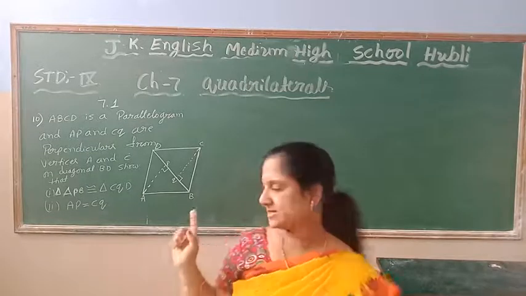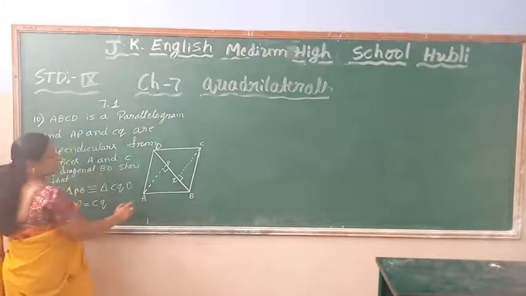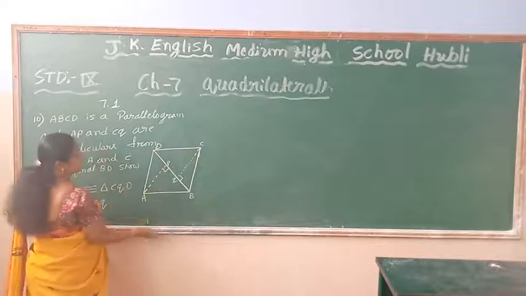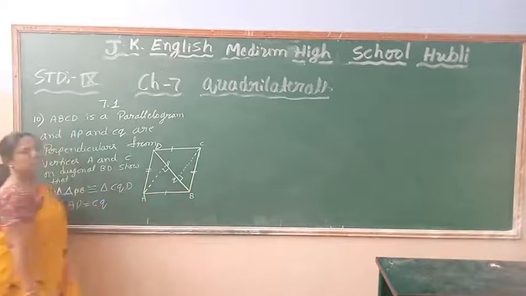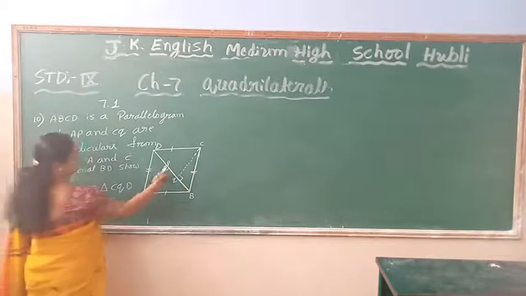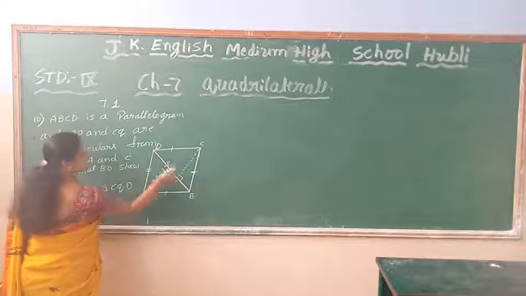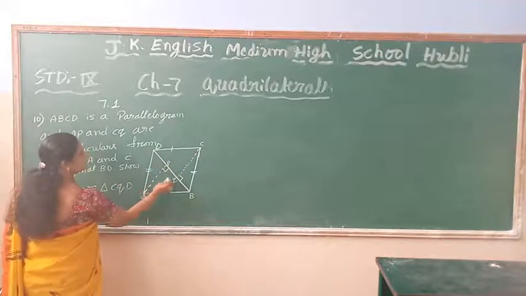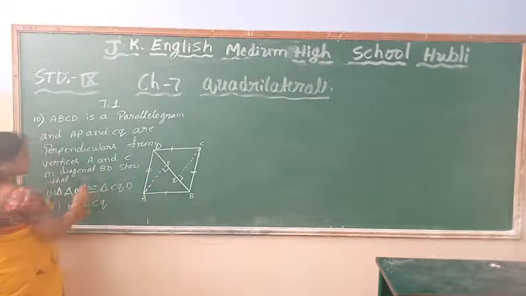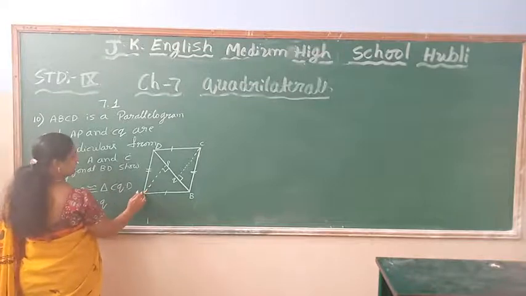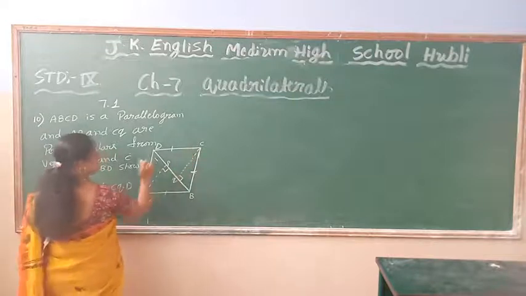So 7.1 exercise, question 10 is: ABCD is a parallelogram, which means opposite sides are equal and parallel. AP and CQ are perpendiculars from the vertices A and C on diagonal BD. These are perpendicular, meaning 90 degrees. Show that triangle APB is congruent to triangle CQD.